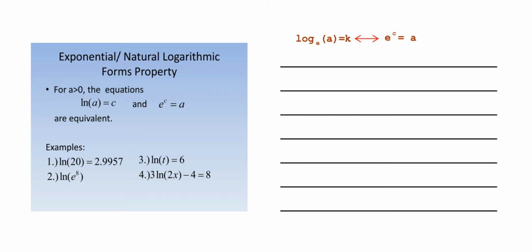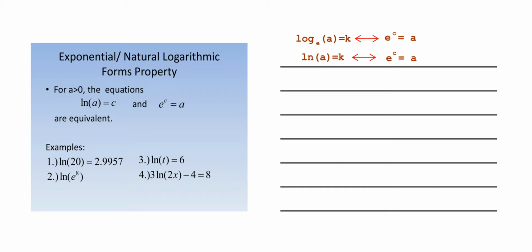I recommend you either write it as a c or as a k, but choose one or the other, not both like I have here. Be aware of that. I'll fix it in a minute. So ln of a equals c, and keep in mind we're converting that. Once again, e to the c equals a are equivalent.